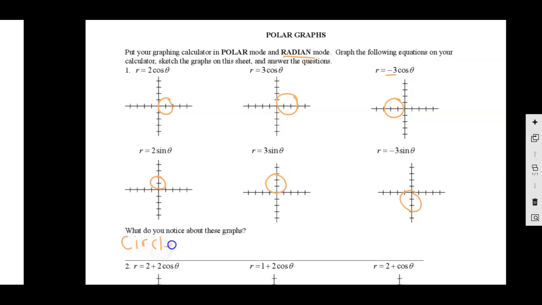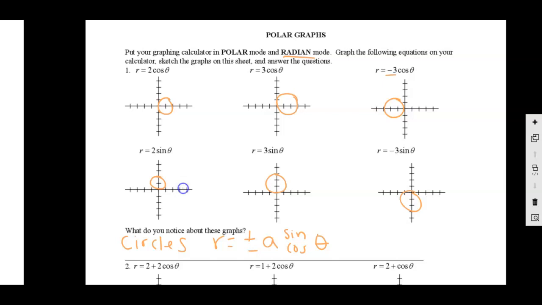Well, they're circles, right? All of these polar equations where I have r equals, it could be plus or minus, but I have a, and it could be a sine or a cosine. Anything that fits this formula is going to end up being a circle. Now, whether it's a sine or a cosine, that will tell us which axis that circle is going to primarily be focused and centered around.